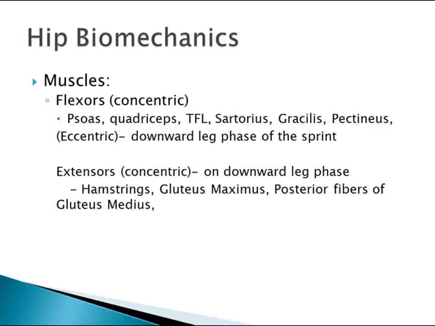Looking at the hip biomechanics, we're looking mainly at the flexors from a concentric standpoint, meaning the psoas, quadriceps, tensor fasciae latae, sartorius, gracilis, pectineus, and from an eccentric standpoint, that goes from the downward leg phase of the sprint. In the extensors, we're looking at concentrics of the downward phase, meaning the hamstrings, glutes, and the posterior fibers of the gluteus medius.